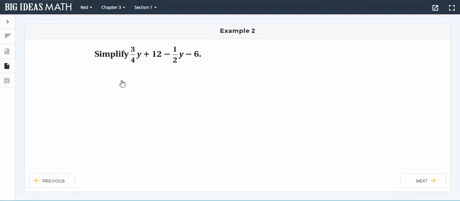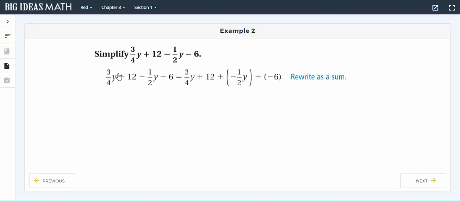The second example is simplifying 3/4 y plus 12 minus 1/2 y minus 6. So whenever we simplify, we try to combine like terms. So you'll see we have a y and a y. So you know that this is 3/4 y as your term. This is a negative 1/2 y. So we can combine those, but we have to find a common denominator. So 3/4 y and negative 1/2 y can be combined, and the 2 constants can be combined.